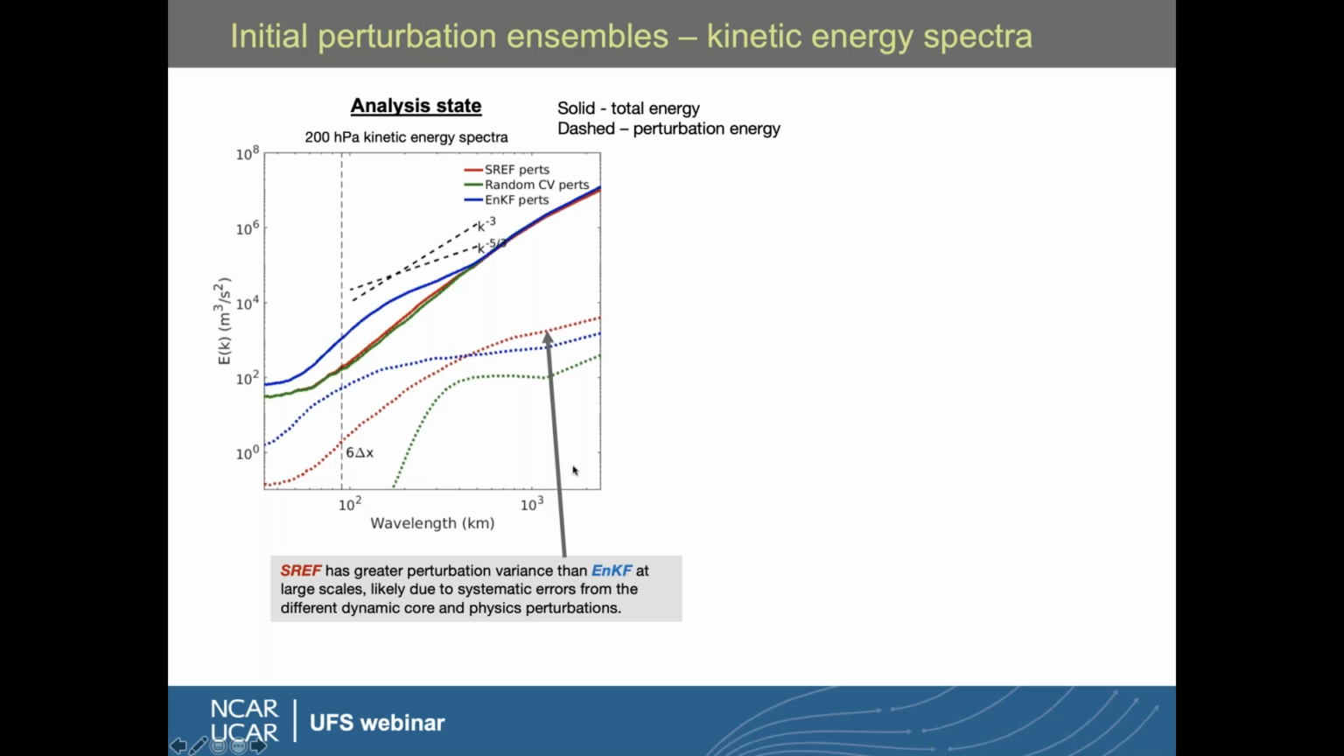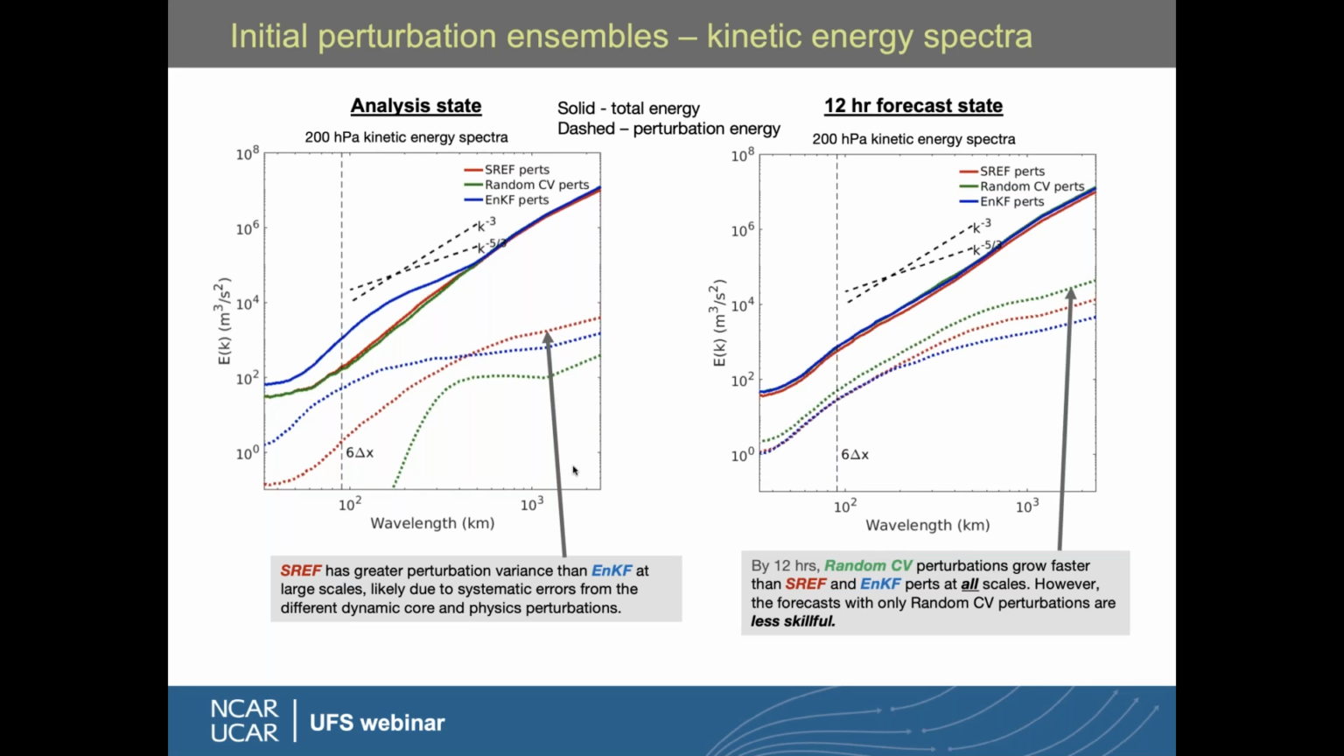To the right, you can see that the Schwartz perturbations have the largest perturbations at large scales initially, whereas random CV, for instance, are tuned to a particular scale of around 400 kilometers or so. And so you don't see any energy at small scales. Whereas our Ensemble Kalman filter perturbations, which are the expensive ones that we make ourselves, have a lot of energy at small scales, but they tend to tail off at large scales.